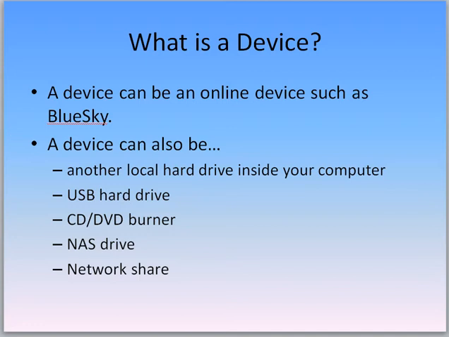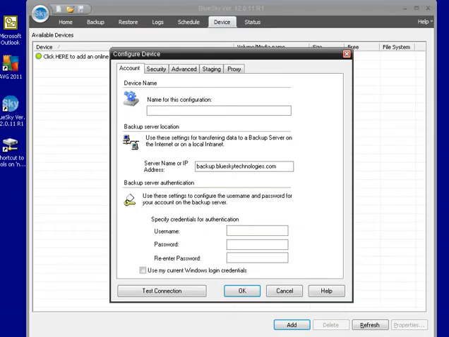So now we're going to look at a screenshot, and I'm going to walk through how to set a device up, or the online device rather. When you first install the BlueSky client, the very first thing that's going to pop up when you open the program, or even after you install it, is the configure device. And this is where you're going to configure that online device to get started.